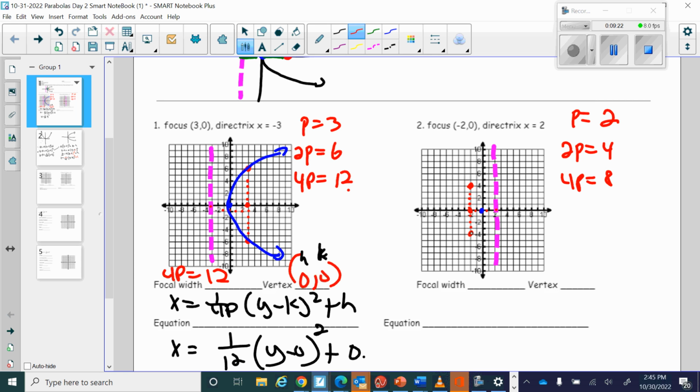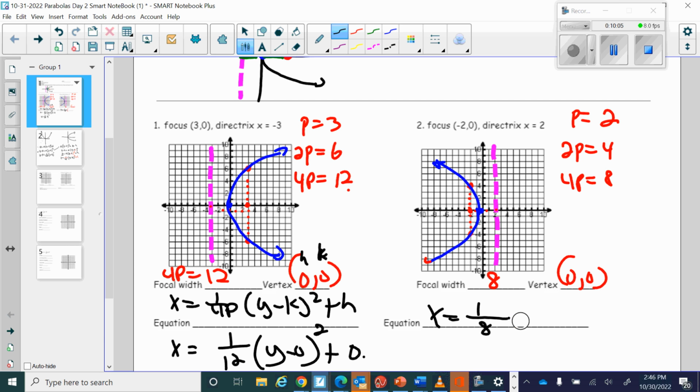So notice that the graph's going to open on the left side, right? And so if I graph this now, the graph's going to open on the left side, that way. Good. And so vertex is (0, 0), again, vertex is (0, 0). Focal width is 8. And so my equation now is going to be x is equal to 1 over 4p, which is 8, times x minus h, right? Well, my h is 0, remember?